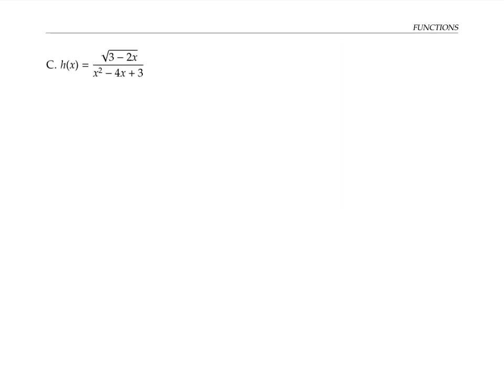Finally, let's look at a more complicated function that involves both a square root and a denominator. Now there are two things I need to worry about. I need the denominator to not be equal to 0, and I need the stuff inside the square root sign to be greater than or equal to 0. From our earlier work, we know that the first condition means that x is not equal to 3 and x is not equal to 1. And the second condition means that x is less than or equal to 3/2.